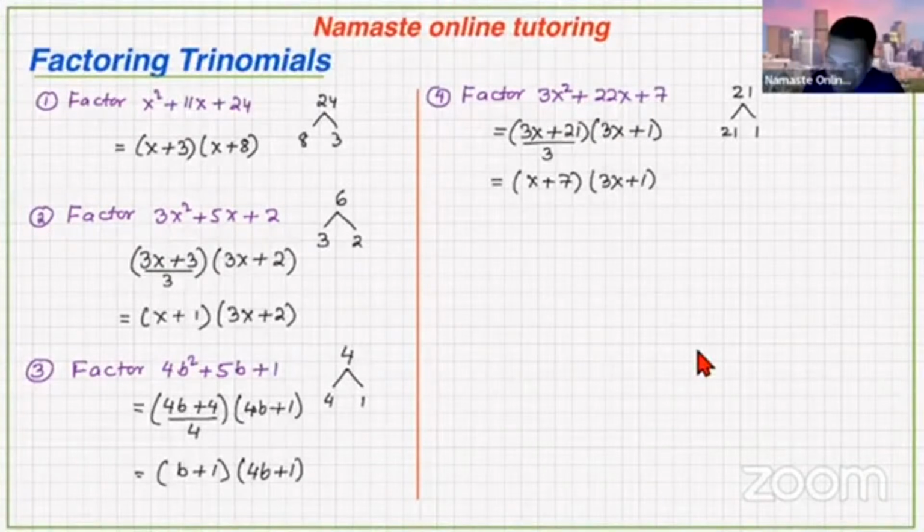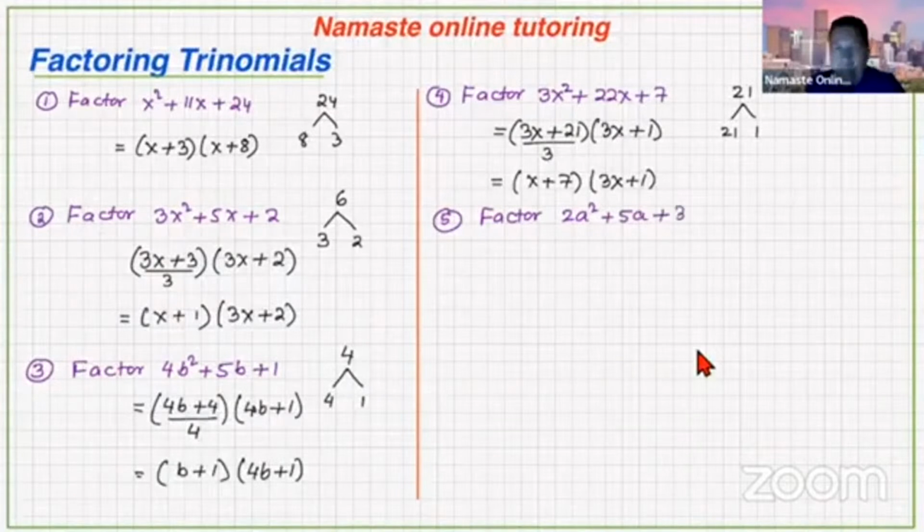Okay, number 5. Suppose we are asked to factor this. Factor 2a squared plus 5a plus 3. Now, we know the technique. What we do is we multiply the leading coefficient with the constant. So that will be 2 multiplied by 3, that's 6. And then we have to find two factors of 6 that will add to 5. So those two numbers are 2 and 3. Because 2 times 3 is 6 and 2 plus 3 is 5.